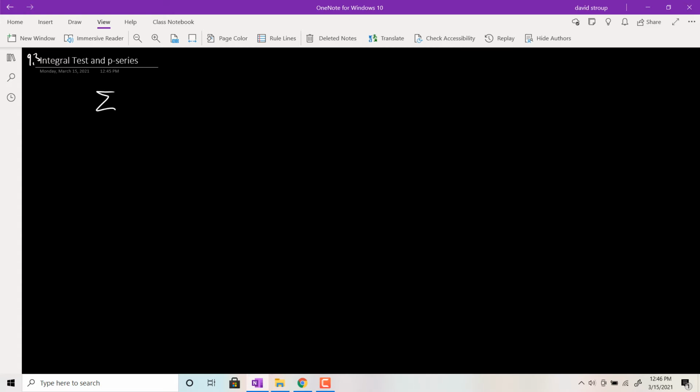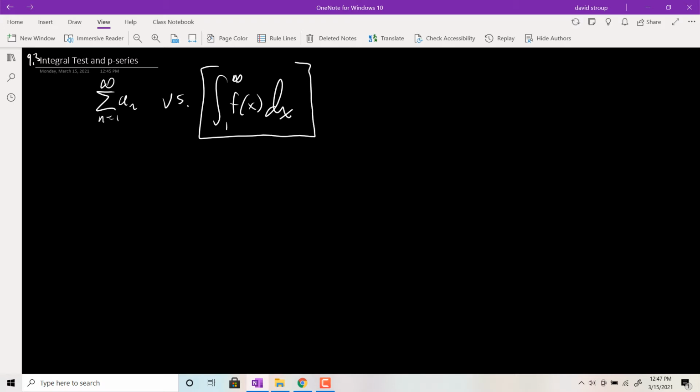Basically, you're looking at the series a sub n from n equals 1 to infinity, and then comparing that to the behavior of the integral from 1 to infinity, so it's an improper integral of f of x dx. Okay, you know how to do this from chapter 8.8.